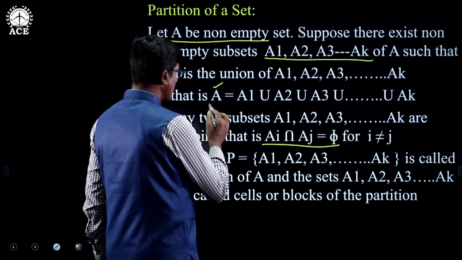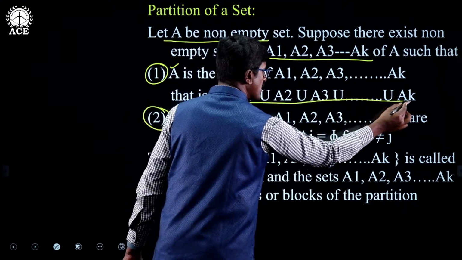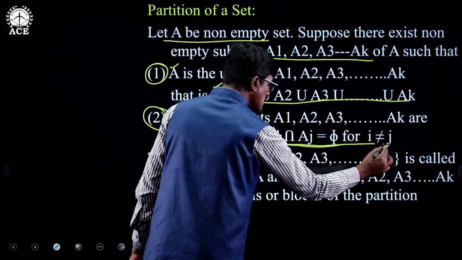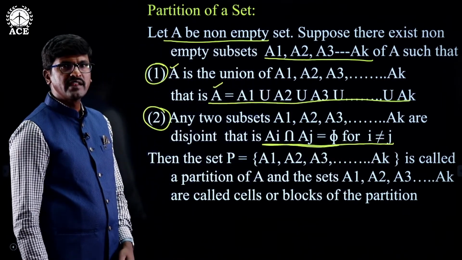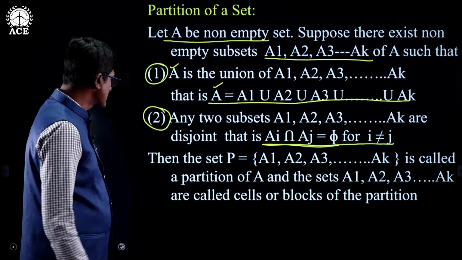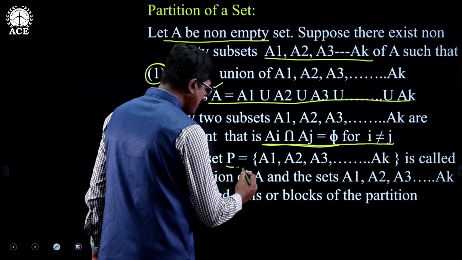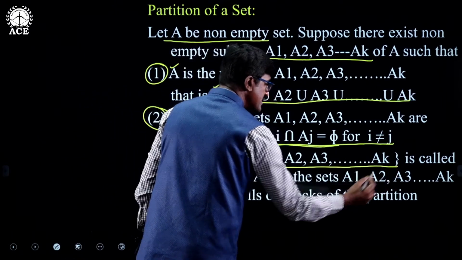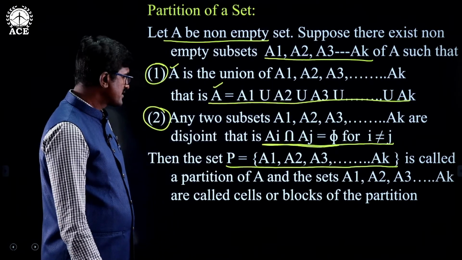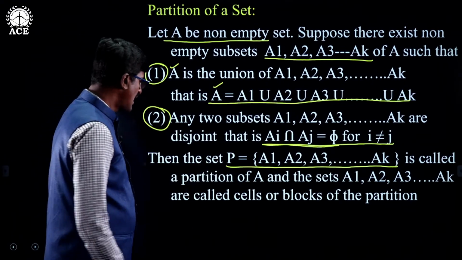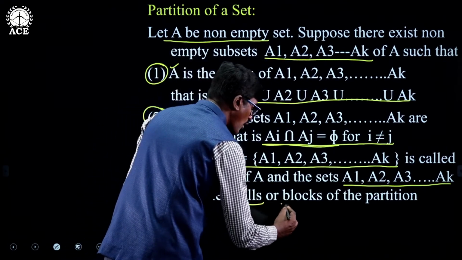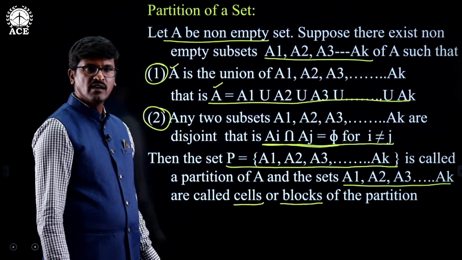Condition number 1 is the union of all the subsets is equal to the given set. That is condition number 1. Condition number 2 is if you take any two subsets, there should not be any common elements. So if the subsets satisfy these two conditions, then we say that P is the partition constituted by these subsets, and these subsets are called cells or blocks. Cells are blocks of the partition.